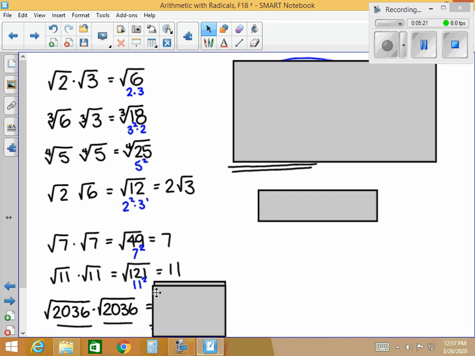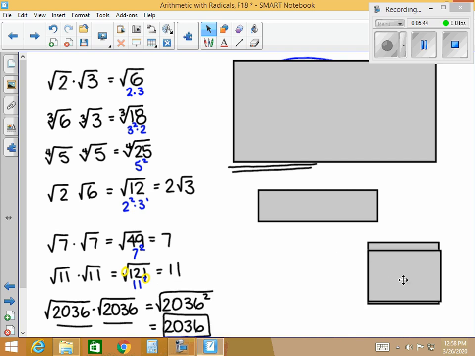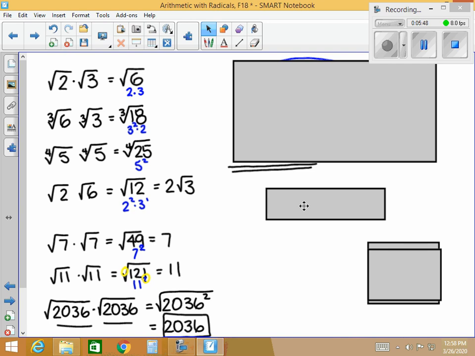And again, we talked about this when we were first simplifying radicals, that I'm looking for the exponent here. The exponent needs to match the root that we're working with. And when it does, then that factor is set free. So if I want the square root of 2036 times itself, then in the end, I'm going to get 2036.